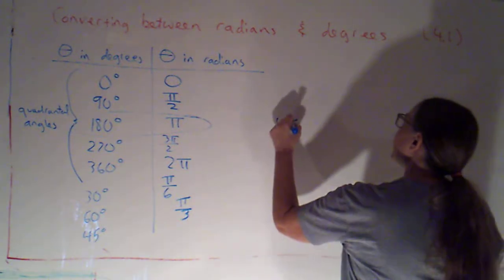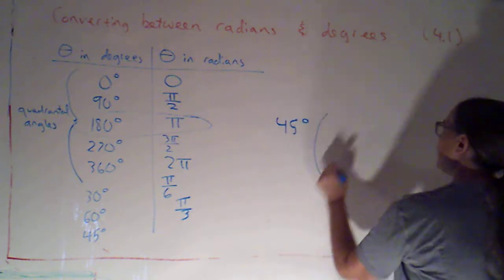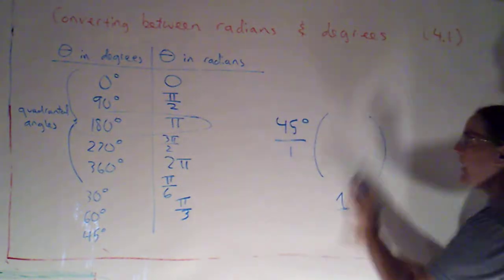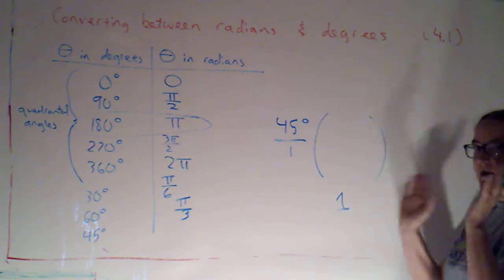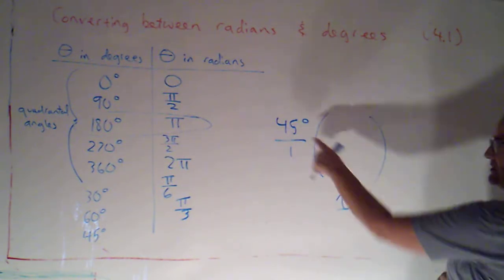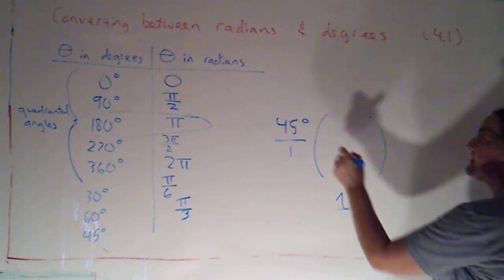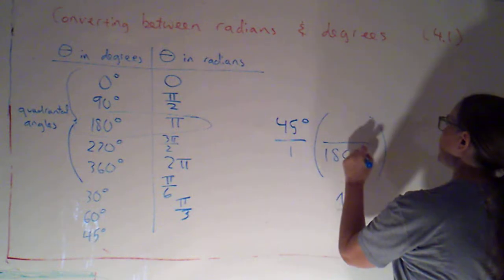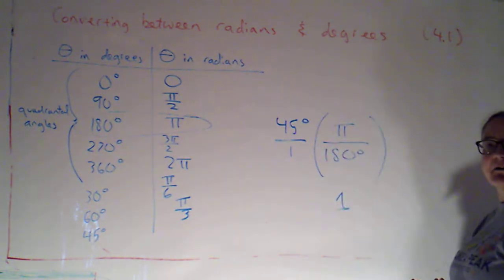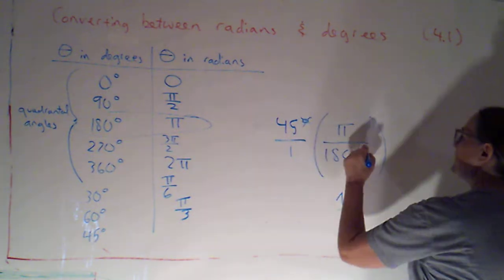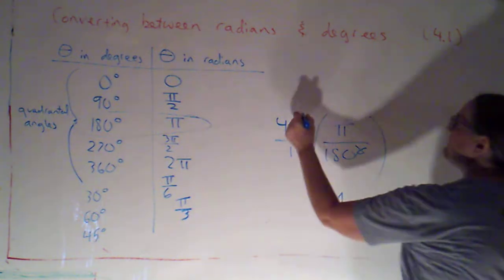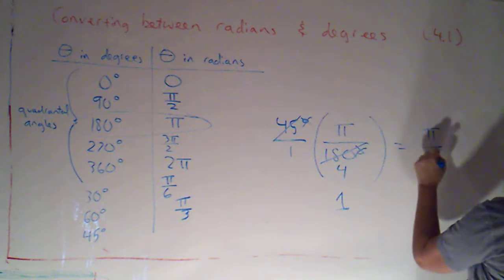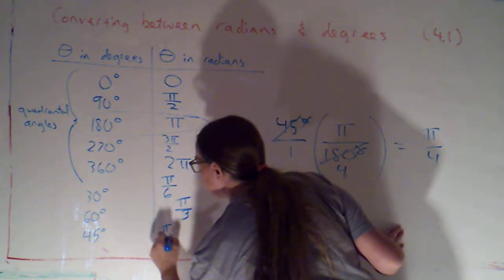Okay. So if I have 45 degrees, I'm going to multiply that by 1. Again, if I want to put a 1, not 1 of anything, just the number 1 here so that I can clearly see that the 45 degrees is on top, that's allowed. I want to get rid of degrees, so I'll put 180 degrees here and pi radians on the top. The units cancel. 45 goes into 180 4 times, and so I get pi over 4.